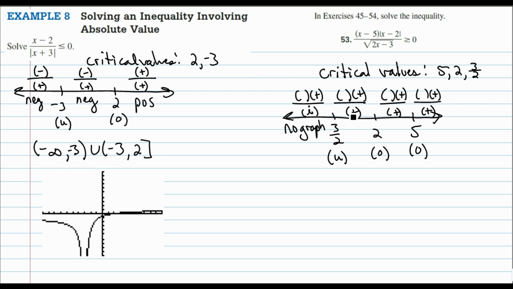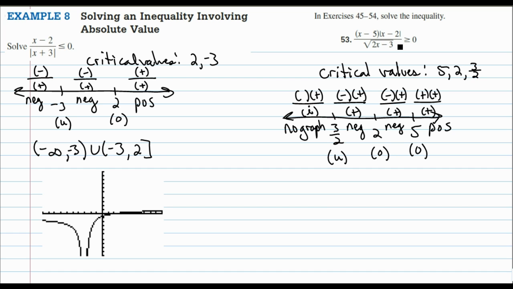Top left, now I got to really think about what I'm doing here. If I plug in 1, 1 minus 5 is negative. If I plug in 3, which is between 2 and 5, 3 minus 5 is negative. And then if I plug in anything bigger than 5, I get a positive. So between 3/2 and 2, I will have negative y values. Between 2 and 5, I will have negative y values. And after 5, I will have all positive y values.